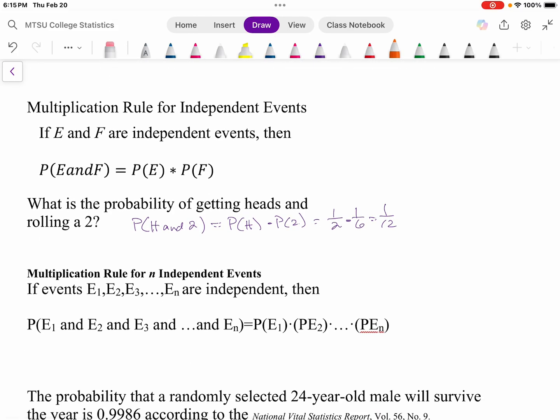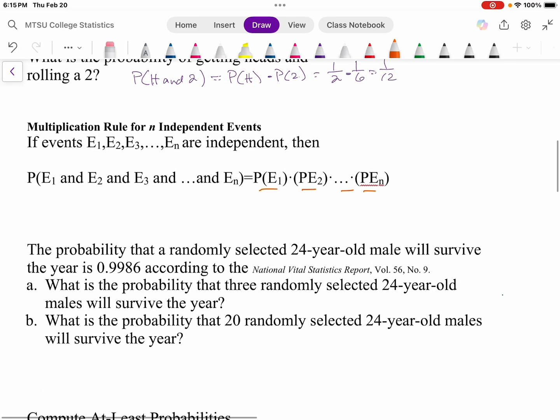We can do the same thing with multiple events. We're not limited to just doing it with two things. We can do it with a whole bunch of events. We can just keep multiplying each of their individual probabilities together. We have a few examples here.